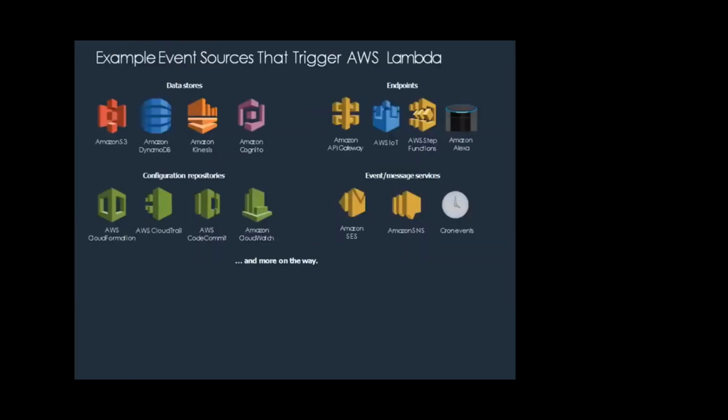Now, moving on next, these are some example event sources that trigger Lambda, like AWS S3 service, which can be used to store the data. Endpoints like Amazon Alexa are used, and for event messaging services, we use other services such as Amazon SQS, Amazon SNS, and there are other services also.